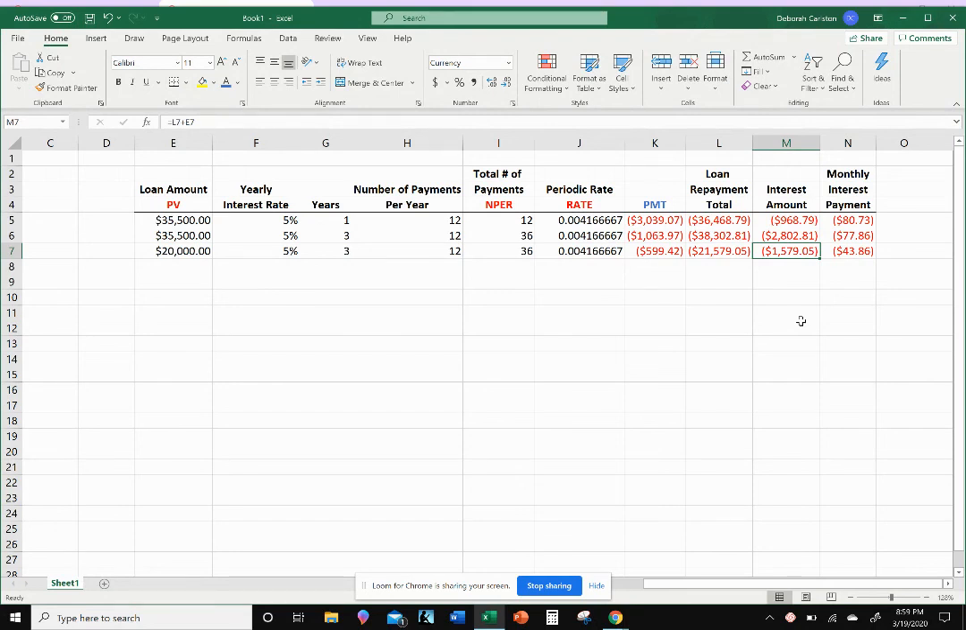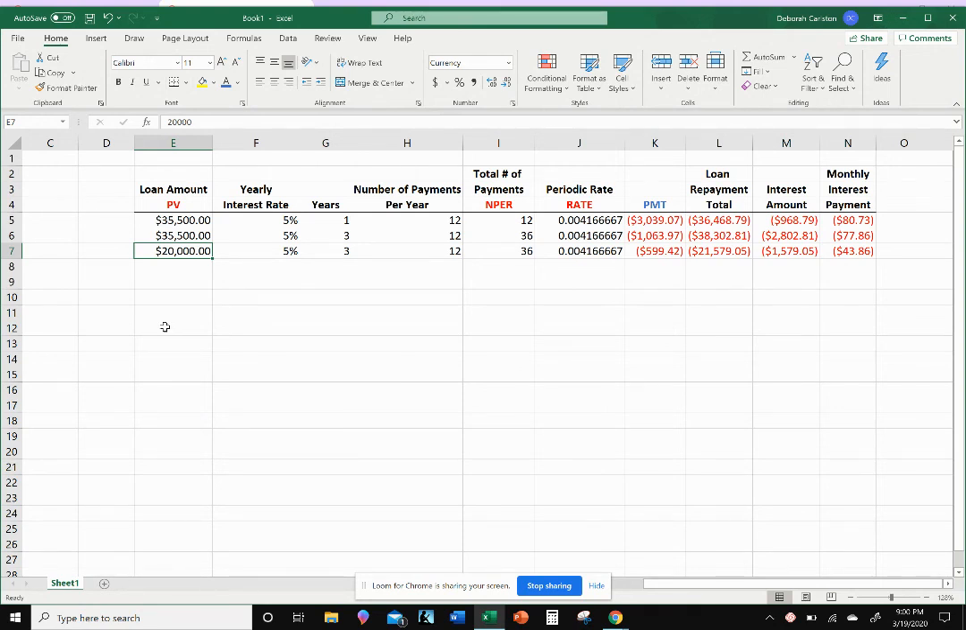I'm paying almost $1,240 less, $22 less interest. Sorry for my math there. And my interest payment is lower too. So definite advantages if you can save first and then have a lower loan amount.